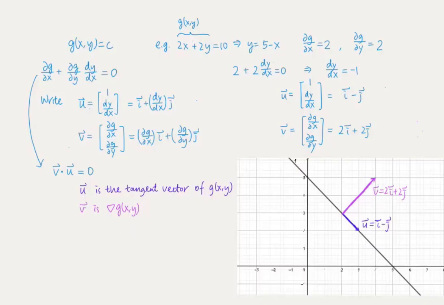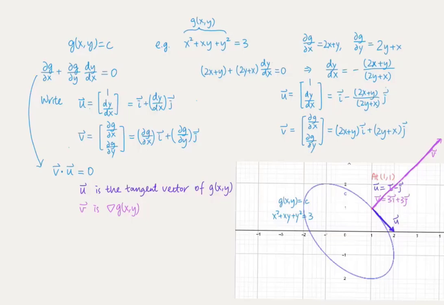The vector u is the tangent of the curve. For example, in this case, if g(x,y) is 2x plus 2y, then we have the tangent vector to be i minus j and the gradient of g to be 2i plus 2j.